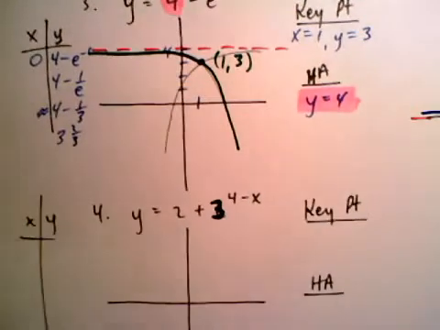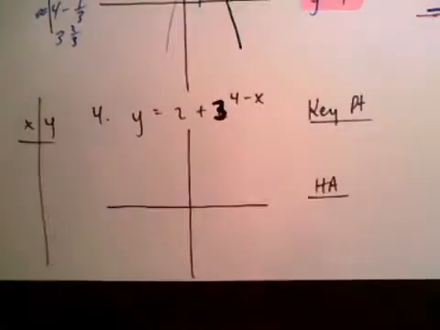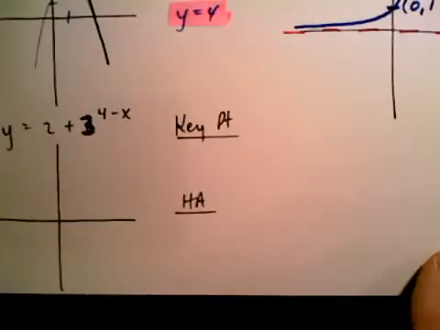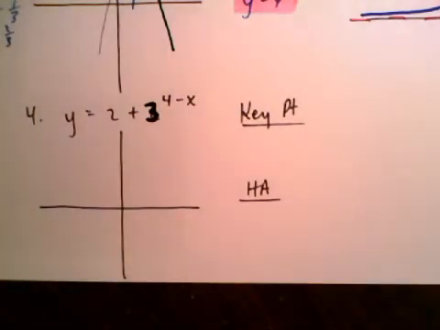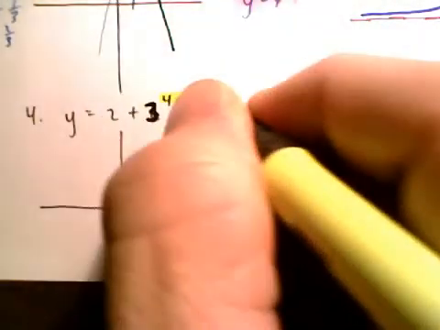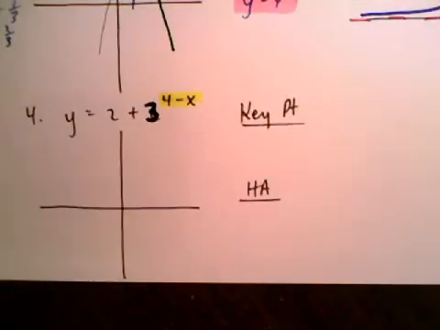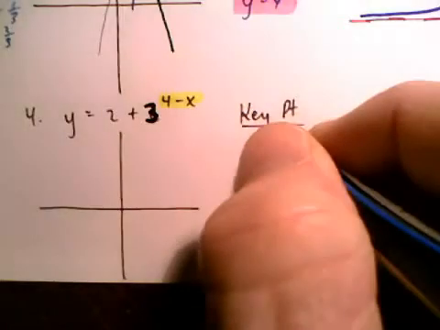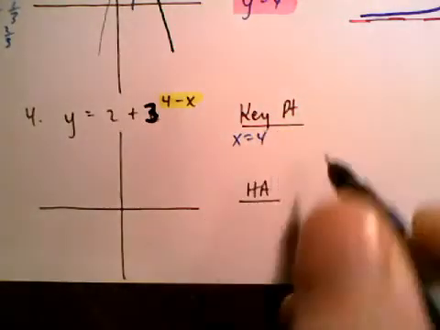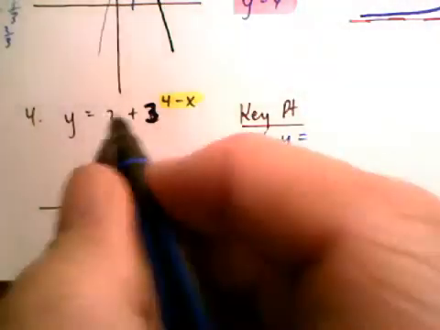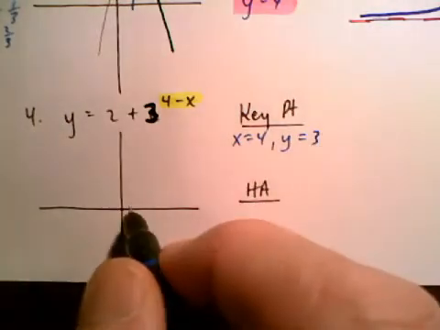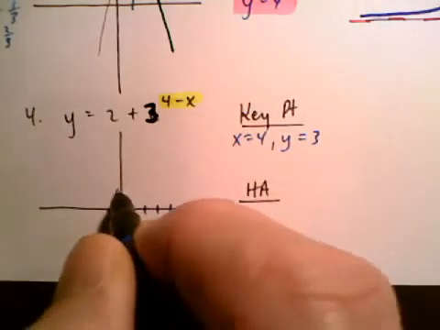So let me see if I can squeeze this last one in here. Now this one's a bit trickier. Let's at least get our key point. Now we know, again, our key point is when our exponent happens to be 0. Okay, so when this guy right here is 0, which would be when x is equal to 4. You hear my pens. So when x equals 4, we get 3 to the 0, and that's 1. So that means y equals 2 plus 1, or 3. So we get the point 4, 3.